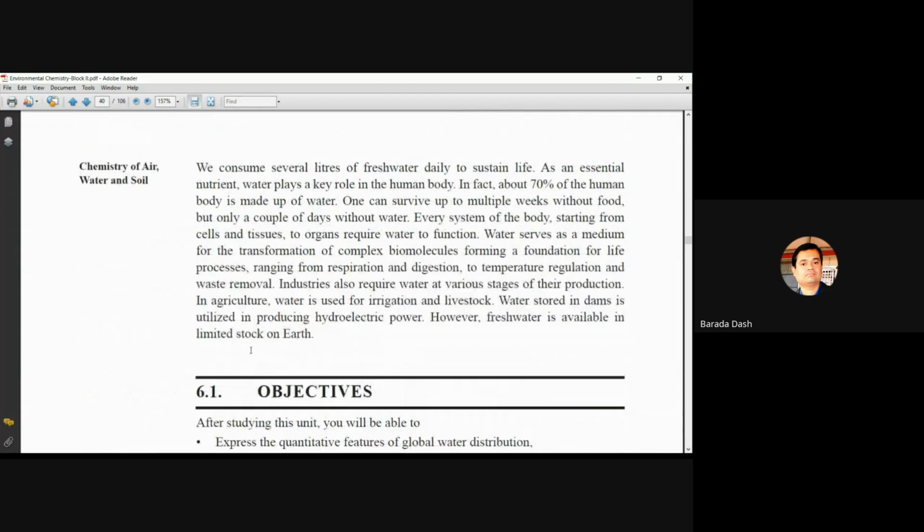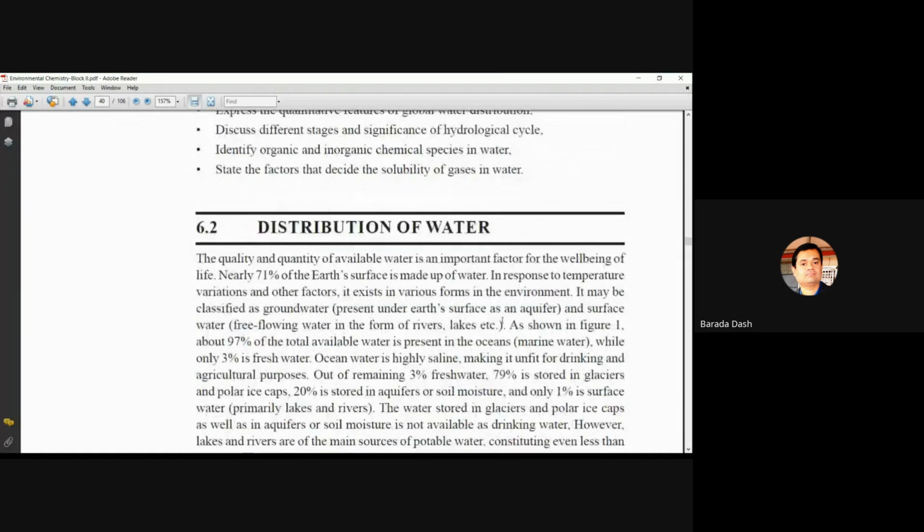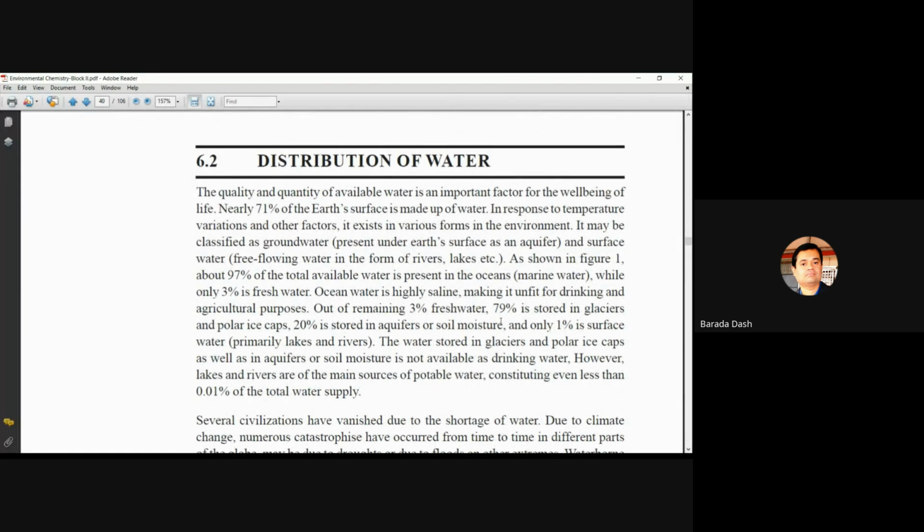In the water chemistry, importance of water. We need water. About 70% of our human body is made up of water. So that's why water is very essential. The quality and quantity of available water is an important factor for the well-being of our life. Nearly 71% of the Earth's surface is made up of water. Our seas cover about 71%, and only 29% is the solid part of the Earth that we see. That's why a lot of the portion is covered with water.